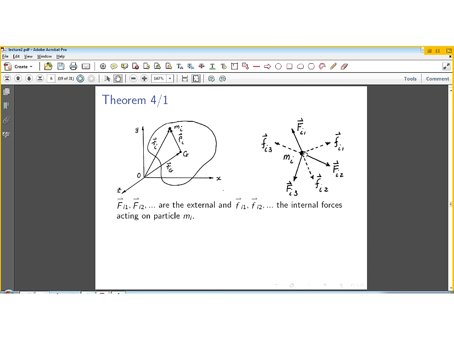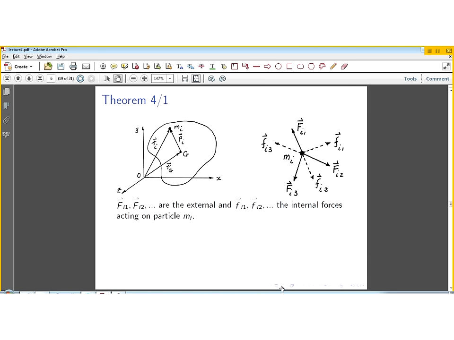And this is the force exerted on particle i by particle 2. And this is the force exerted on particle i by particle 3. And of course, in general, if I've got n particles, I will have n minus 1 forces like these, since, of course, the particle i doesn't exert a force on itself. So if I've got n particles, I'll have, in general, n minus 1 of these internal forces.